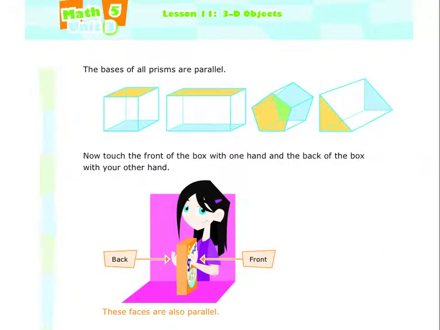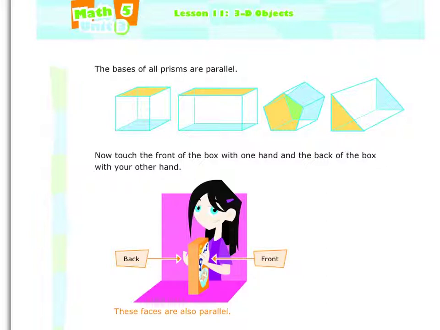When we are talking about prisms as opposed to pyramids, all prisms have their bases being parallel. As we said, top and bottom is parallel. Front and back is parallel. Side and side is parallel. All of them are parallel to each other on each and every single shape.